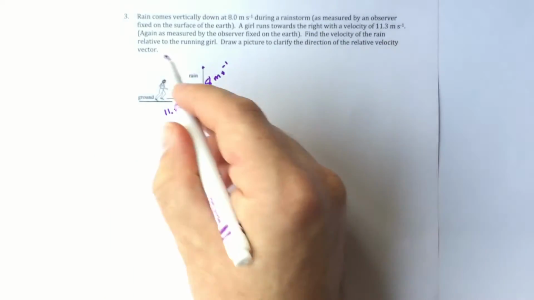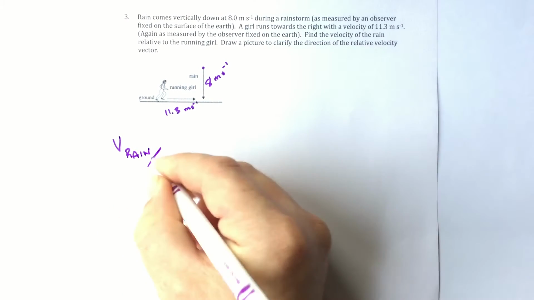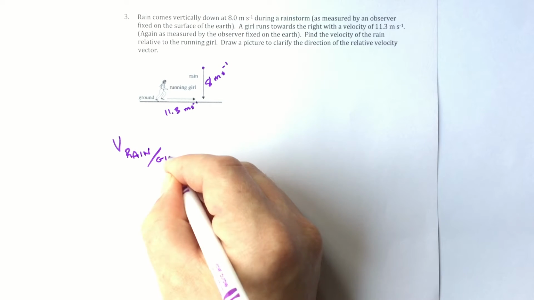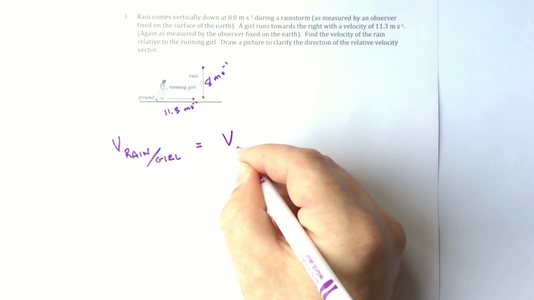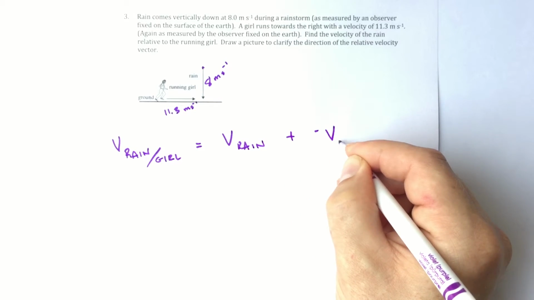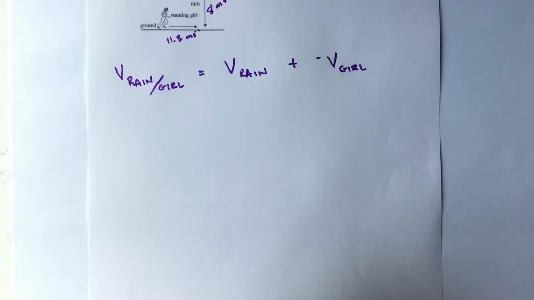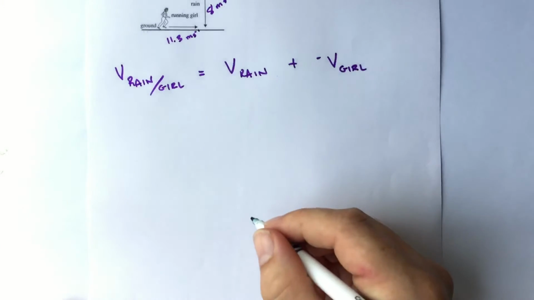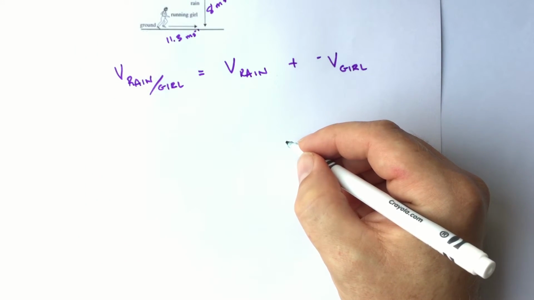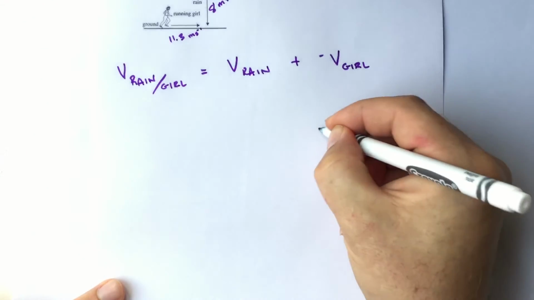All right, let's get into it. So we want the velocity of the rain relative to the running girl. So we're going to say the velocity of the rain relative to the girl is just going to equal the velocity of the rain minus, or plus a negative, velocity of the girl. So let's draw a picture. All right, our rain velocity is headed off in this direction.